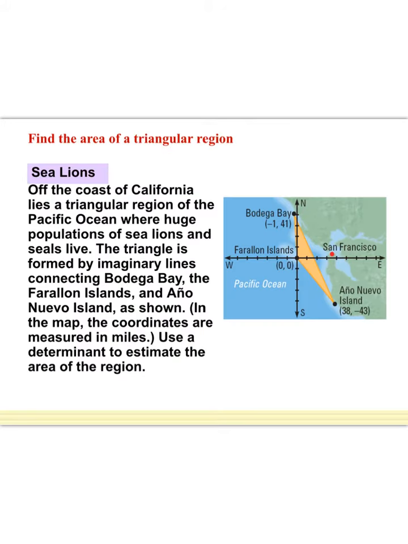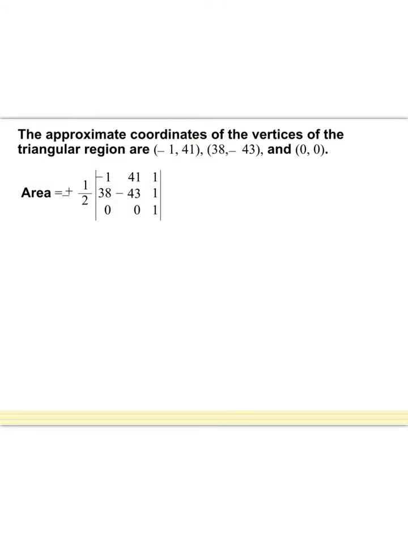Okay, let's go over another example. This is a word problem, so yada yada yada, get to the end and it says use the determinant to estimate the area of the region. So we're trying to find the area of this triangle, and we know its coordinate points, and I rewrote them on the next page. So I'm going to label them. This is my x1, y1, this is x2, y2, and x3, y3.